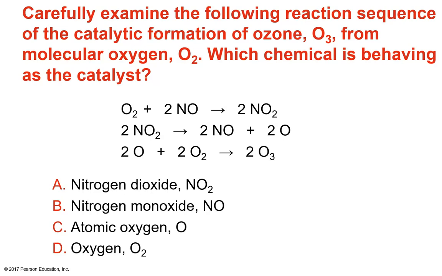So in this, we start with O2 and 2NO. We end with O2 and O3. This is a reaction that's creating ozone. And the question is, what is the catalyst? What is the thing that is participating here, but is not changing the total amount that's present from the beginning to the end of the reaction? Well, you have to have the same number of molecules of it when you started as when you ended.